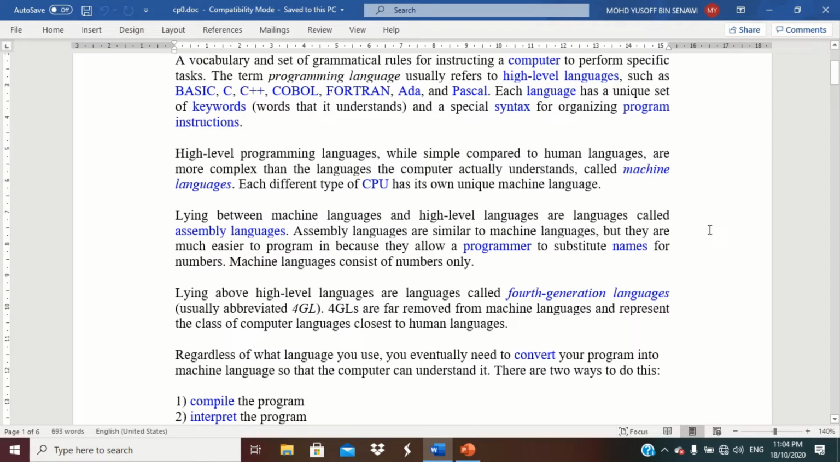In between machine language and high-level languages is the so-called assembly language. Assembly languages are a lot similar to machine language. However, they are much easier to program because they allow a programmer to substitute names for numbers, whereas in machine language, we only use zeros and ones, in other words, binary numbers.